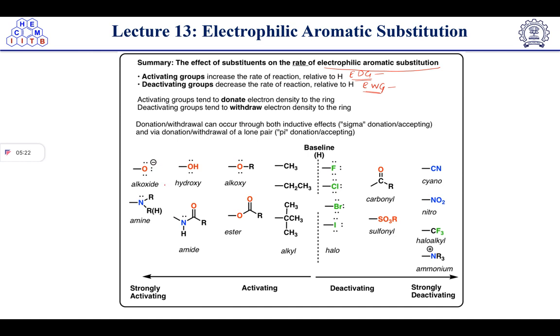Here, if we see an alkoxide group is present, and hydroxy and alkoxy. In all these cases, what happens? These have a lone pair, so the lone pair of electrons will be donated, and they act as donating groups. Now talking about the amine, amide, and ester: amines also donate their lone pair of electrons, and amides can also donate a pair of electrons, and here ester also, right?